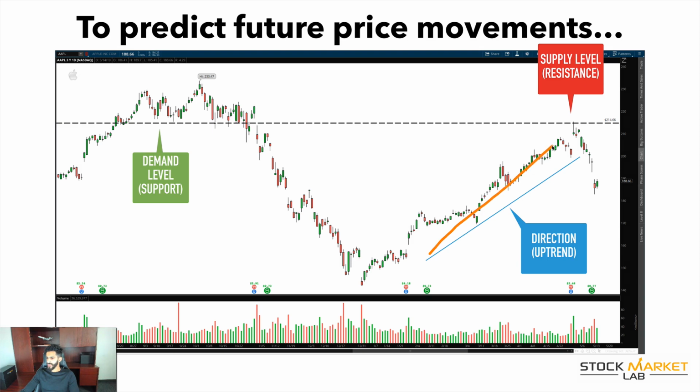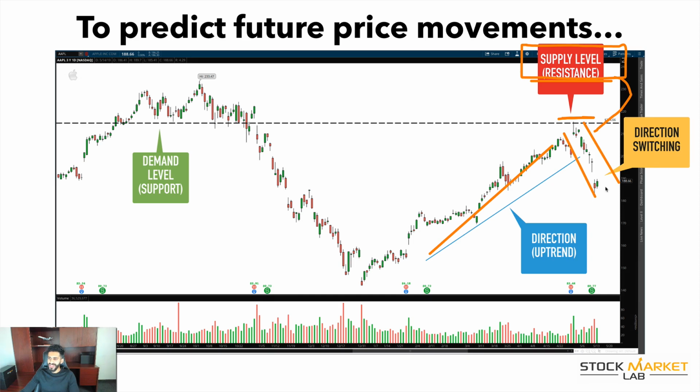Same thing, demand levels, resistance levels, direction, and look what happens. Stock was in an up direction, it gets rejected by our resistance area, also known as our supply level. Once again, we will cover this in the upcoming lessons, and you can see once it gets rejected, you can see how and what happens to the stock. Stock starts going down. As it starts going down, the stock is now switching direction. We analyze that by looking at a simple price chart and looking at price action. This is all price action.